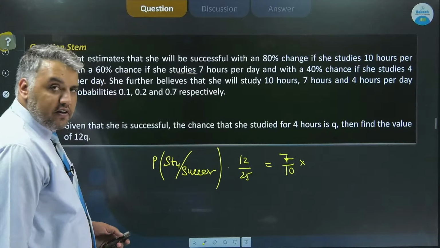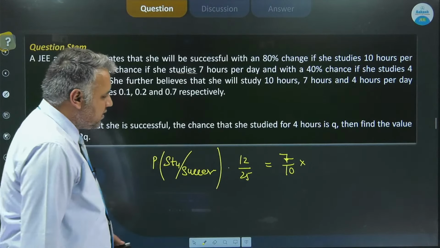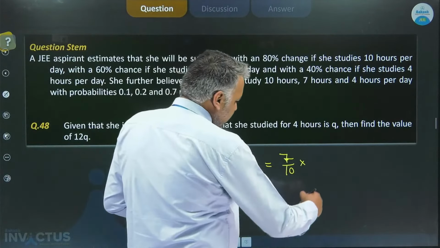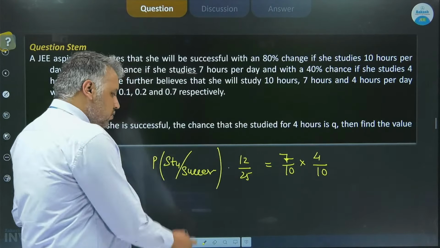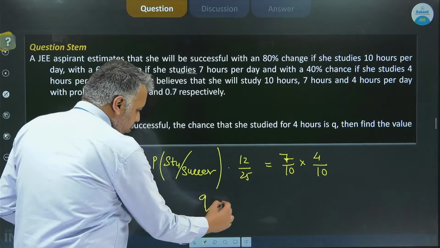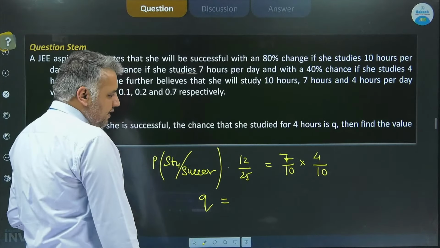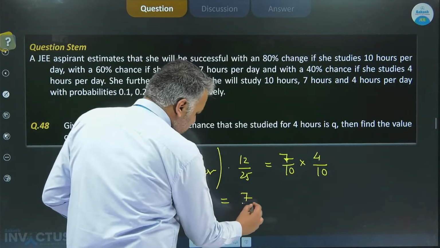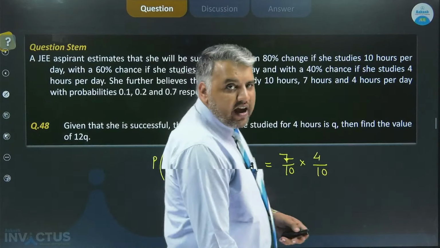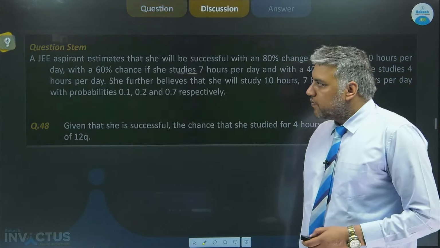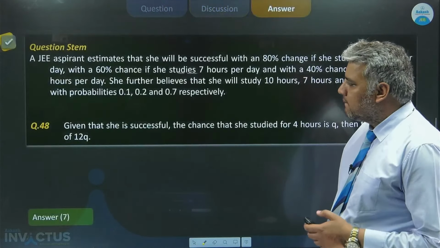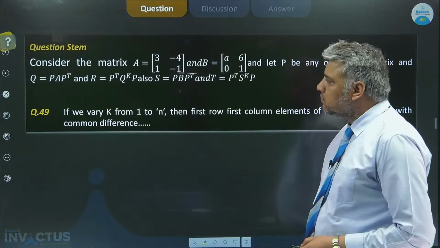And after that, if she studied 4 hours, then the probability that she was successful, I think that was given 0.4, that means 4 upon 10. So here we can say Q will be equal to 7 upon 12. We have to comment on 12Q. The answer must be 7. Yes, 7 is the answer.